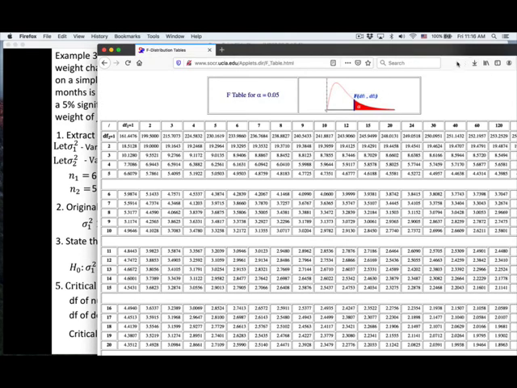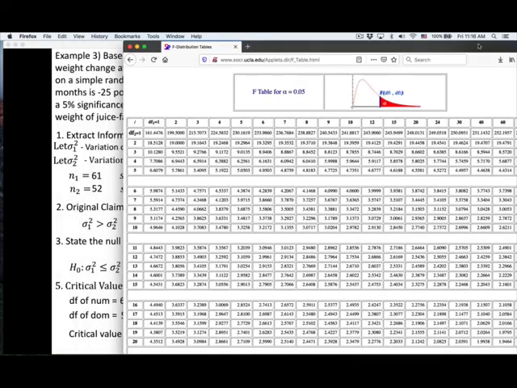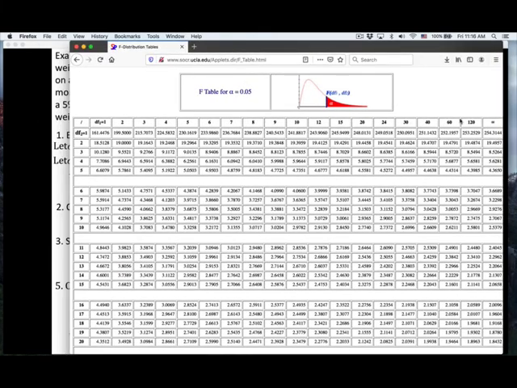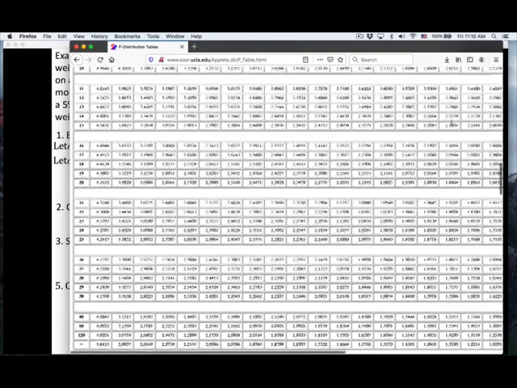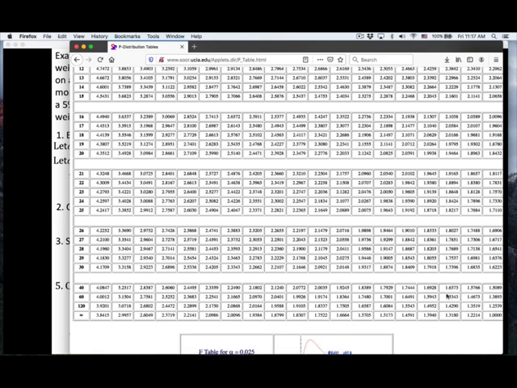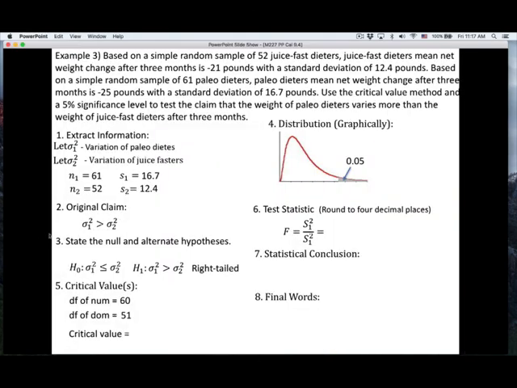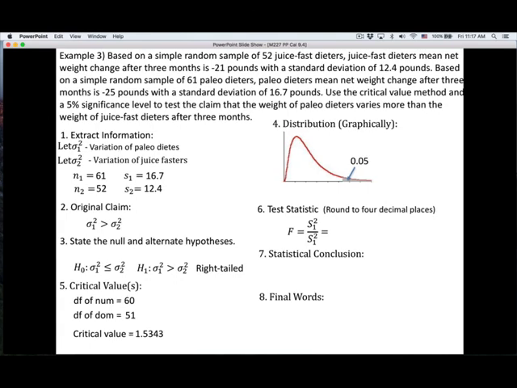So look at the table with the significance level 0.05, and then we have 60 and 51. So this is going to be the 60, degree of freedom 1, and then go down, we need to find the 51. So you could see we don't have the 51 in here. You could pick either one from here, so I would choose the 60. So we're going to pick this number. This is going to be your critical value, 1.5343. Okay, 1.5343 here. Write it down. This is your critical value.